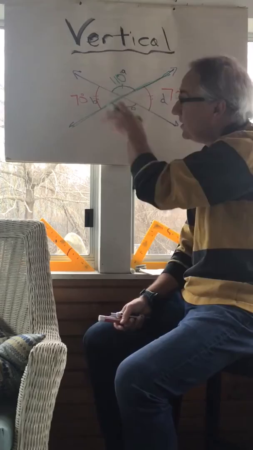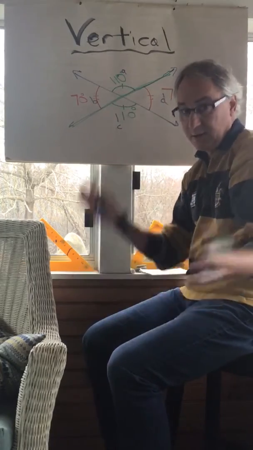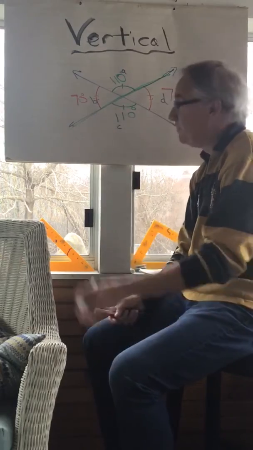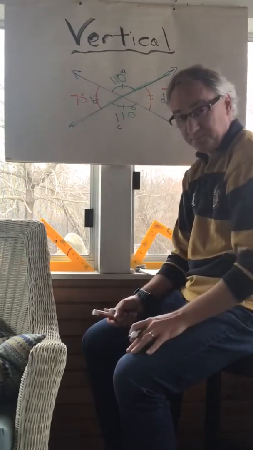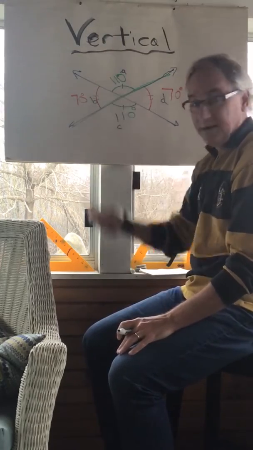Okay, that's a little bit more complex than just two. Complementary, two angles equal 90. Supplementary, two angles equal 180. Once we get into vertical angles, okay, two intersecting lines and vertical angles are identical to each other.